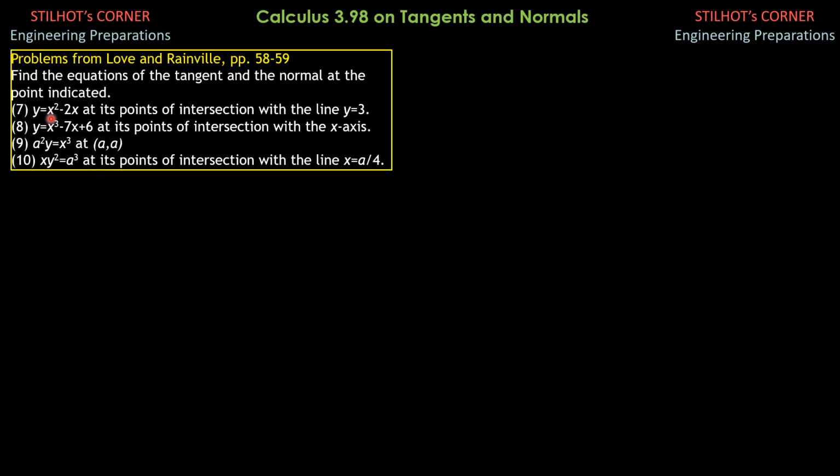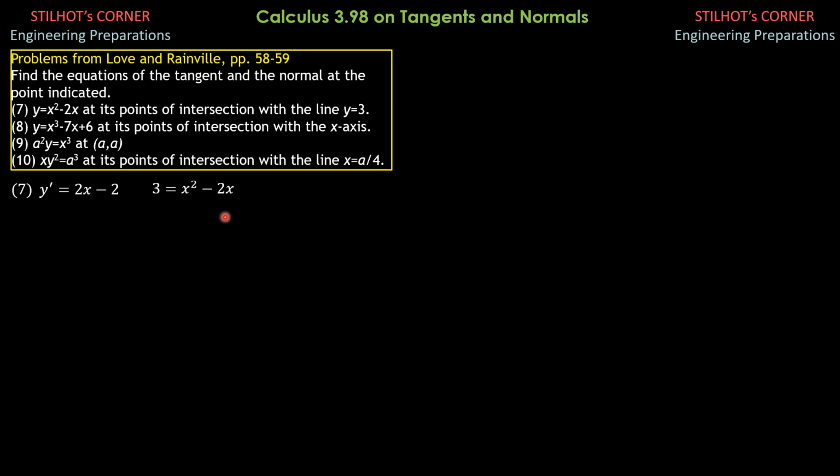So for the first one, y equals x squared minus 2x at its point of intersection with the line y equals 3. So the intersection will have coordinates to be determined. Then the slope y prime is 2x minus 2. Then the values of x will be found by setting y equals 3 into the original equation. So 3 equals x squared minus 2x.